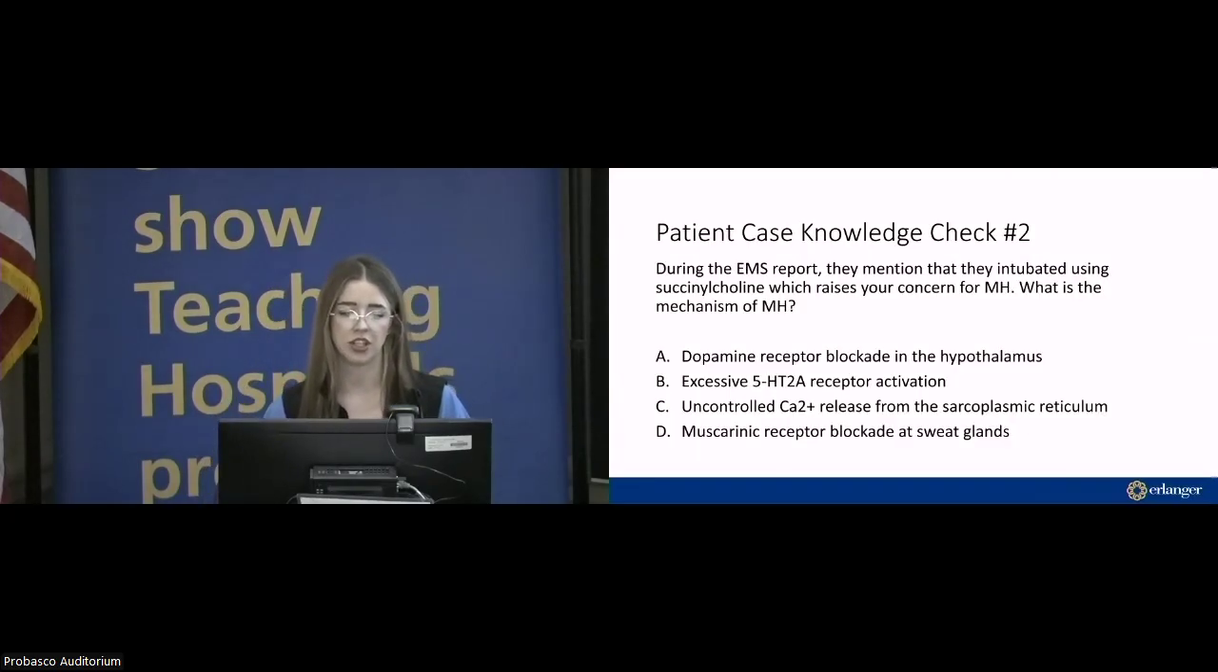For our next knowledge check, you are going to be learning more about your patient. During the EMS report, they mentioned that they were intubated using succinylcholine, which raises your concern for malignant hyperthermia. What is the mechanism of malignant hyperthermia? Is it A, dopamine receptor blockade in the hypothalamus, B, excessive serotonin 2A receptor activation, C, uncontrolled calcium release from the sarcoplasmic reticulum, or D, muscarinic receptor blockade at the sweat glands?